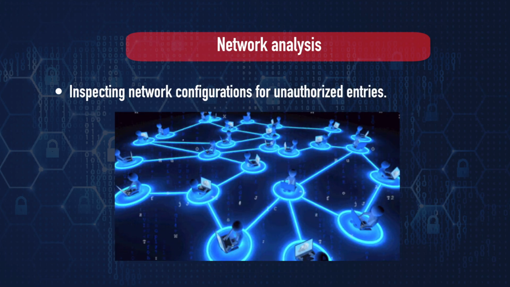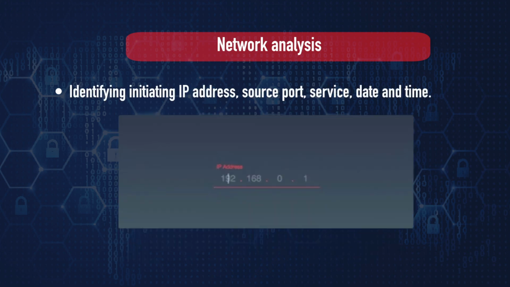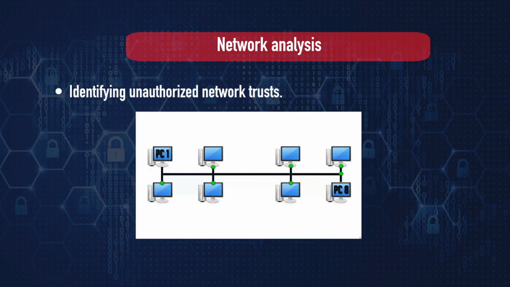Inspecting network configurations for unauthorized entries. Identifying initiating IP address, source port, services, date and time. And finally, identifying unauthorized network trusts. So this is how network analysis can be done. So management of evidence is possible through various means and sources. And what are the various sources, how the management of evidence has to happen has been very clearly explained.